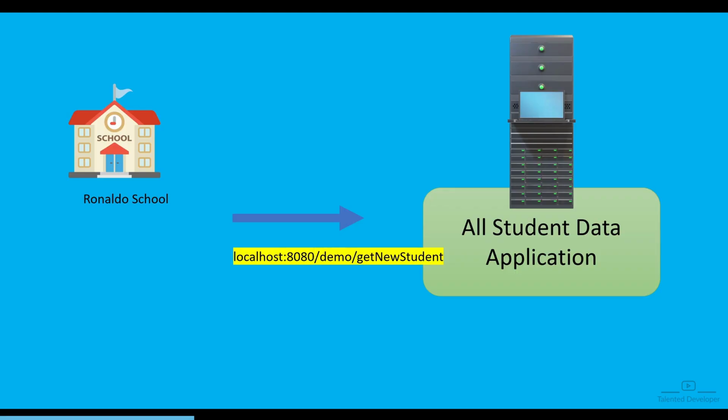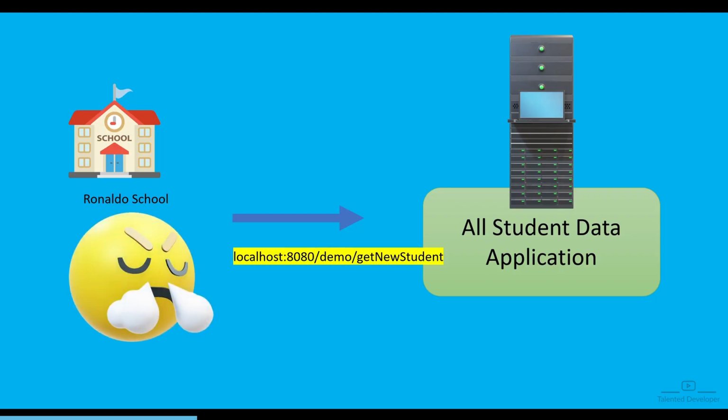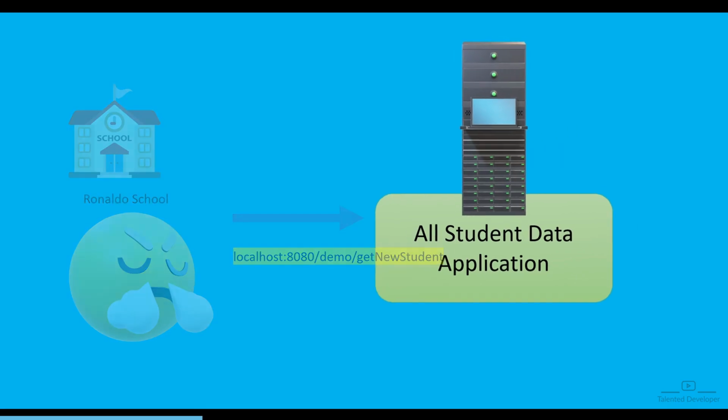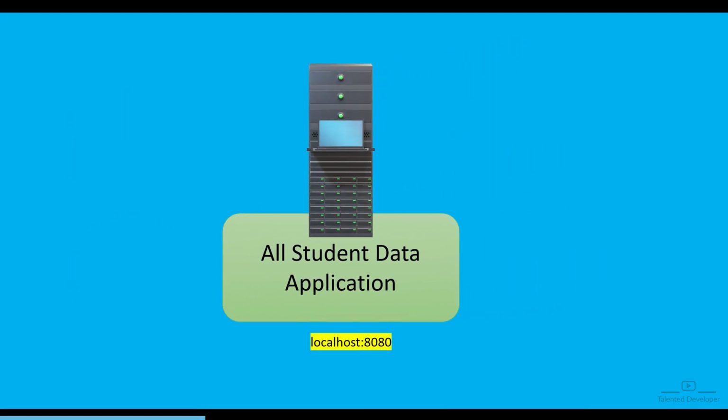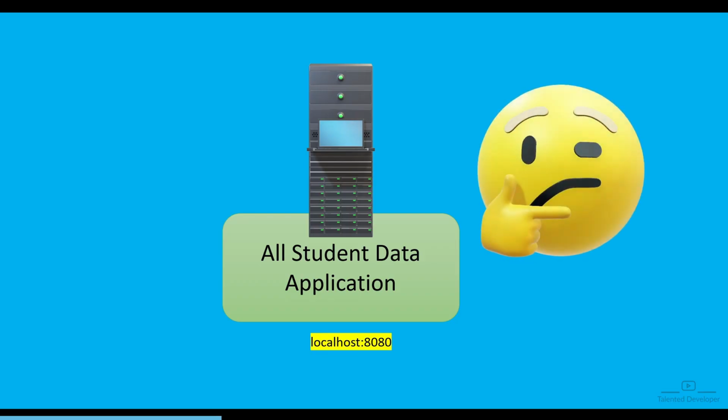So what will happen? They can get irritated. A similar thing can also be faced by the all student data application, because they can receive multiple requests from so many schools asking whether any new student was added or not, and with maximum probability they will just send blank data. So definitely the all student data application needs to find a proper solution so they can reduce the API calls and easily satisfy their clients.